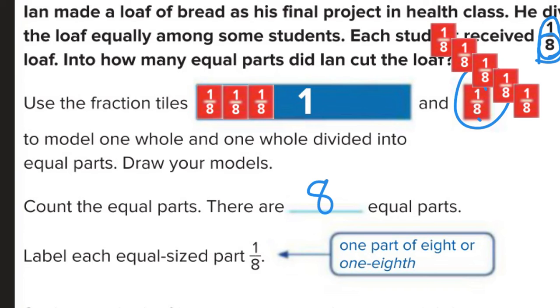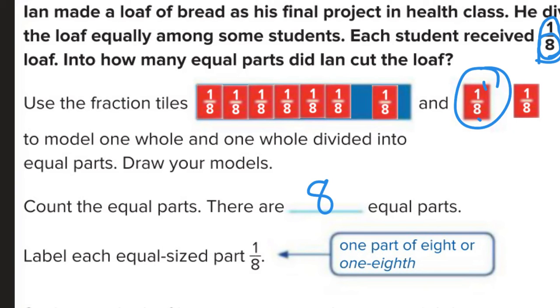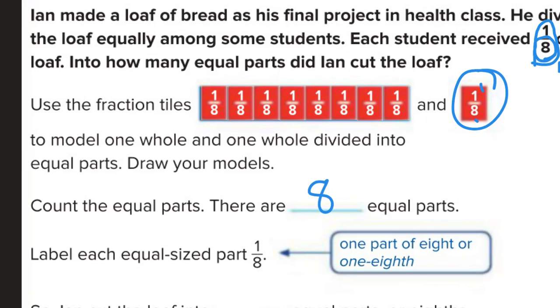3, 4, 5, 6, 7, and 8. I think I must have cut them a little small. A little bit. All right, I fixed it. So we can fit 8, 1, 2, 3, 4, 5, 6, 7, 8 of these 1/8 pieces onto our whole.